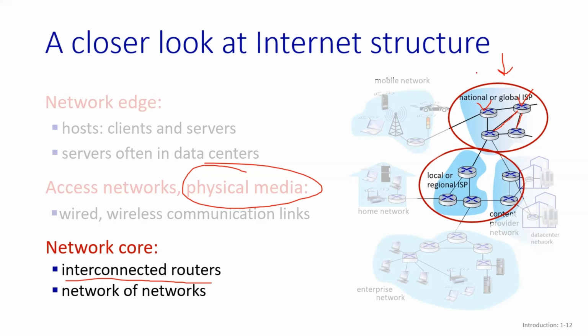Here we have one network, here we have another network. These two networks are connected together using the edge routers or access networks. This is another network as well. So we have different networks, and all of these networks are connected together using access networks. Inside the network, we have the network core.